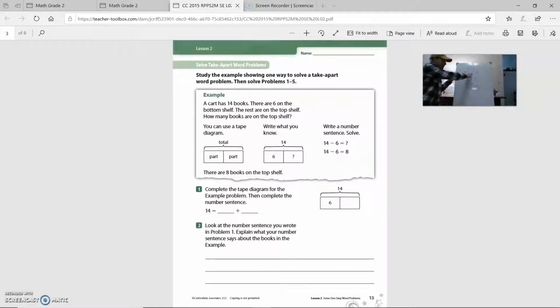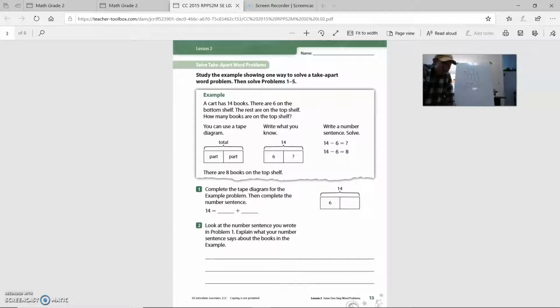In fact, if I got rid of the boxes and wasn't looking at it in our part and whole way, you could almost make a number bond out of it. But we're working with tape diagrams, so let's continue. So it tells us that 14 minus 8 is 6, and it tells us that 14 minus 6 is 8. Those are the subtraction problems.